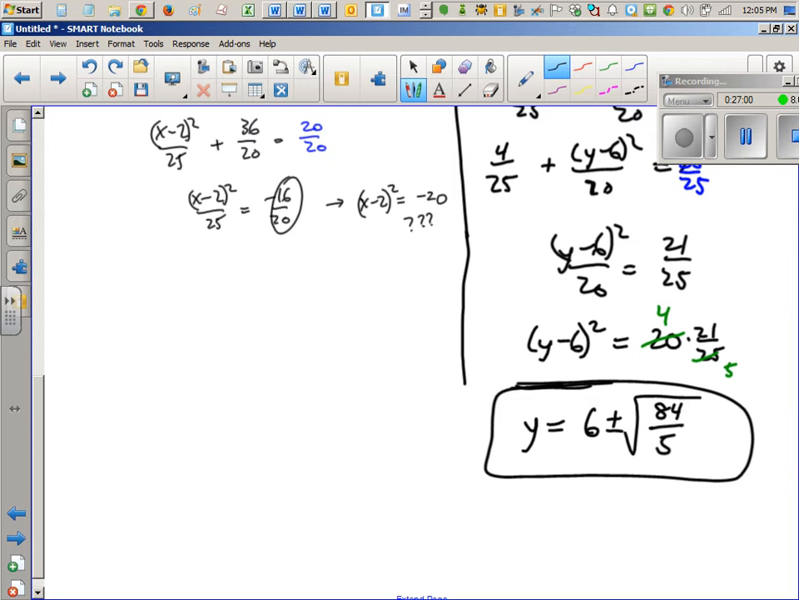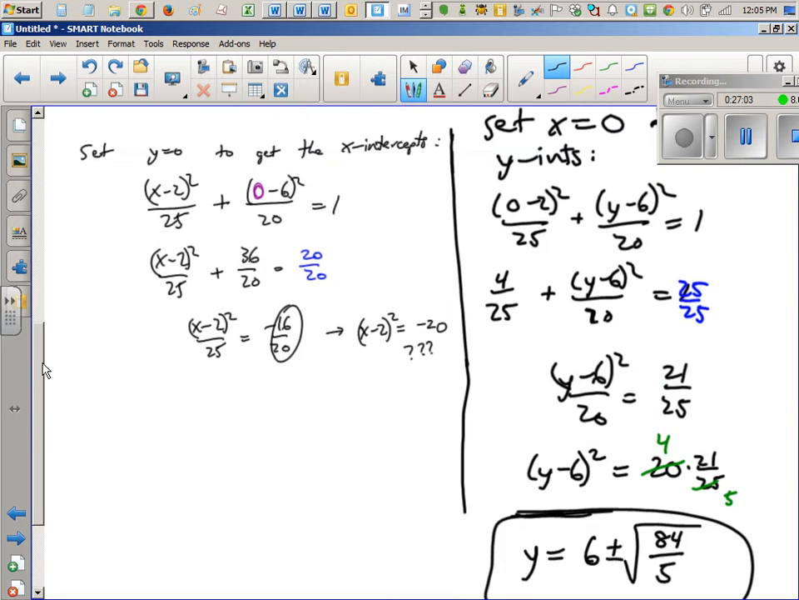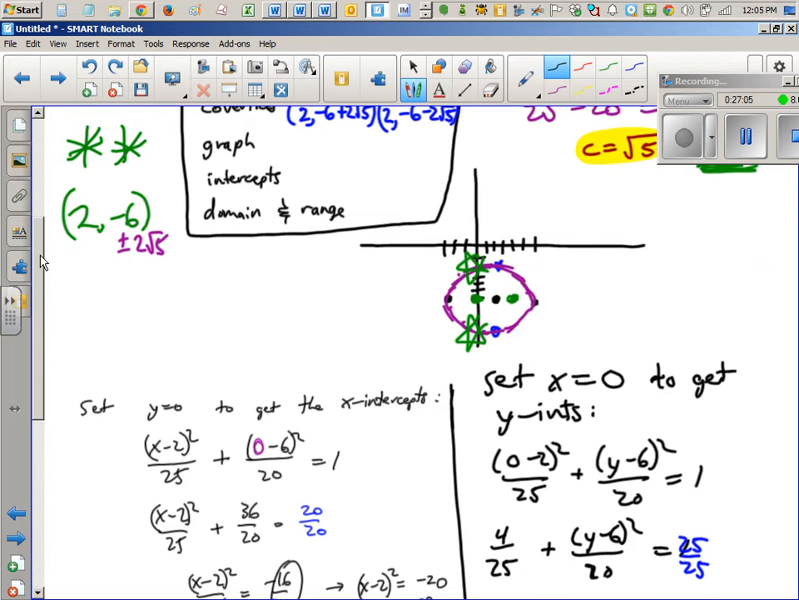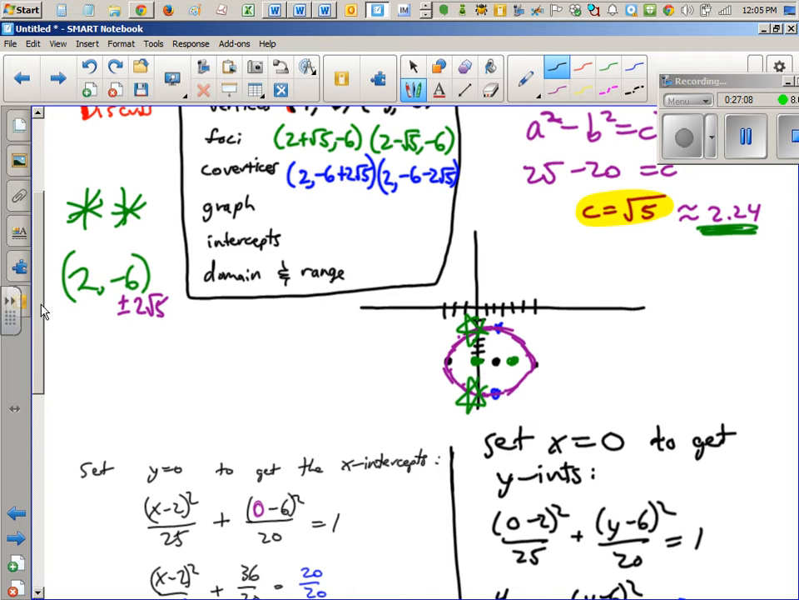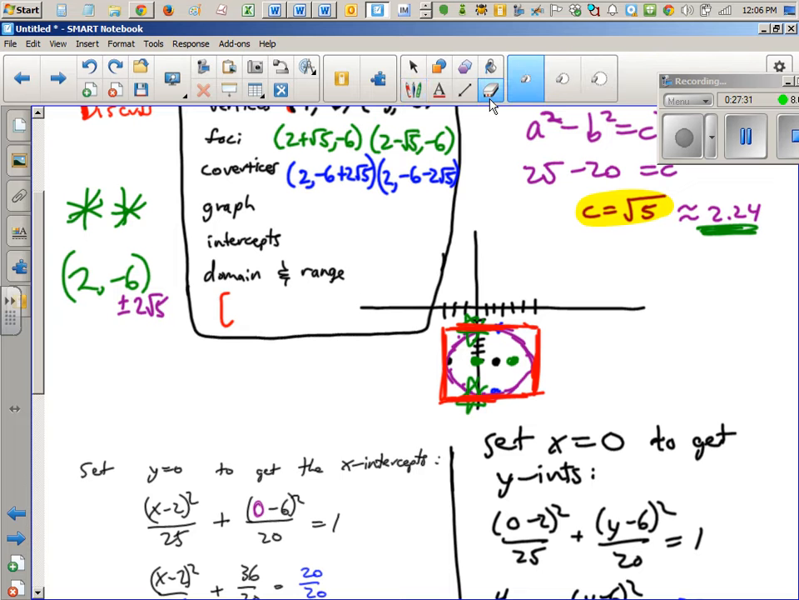Last thing I was asking you to find are domain and range. So that's actually pretty easy now that you have everything in place. Domain and range are such that everything fits in this little red box, right? So for domain, let's write our inequalities or our interval notation. Your x's fit between what two values? So this is domain.